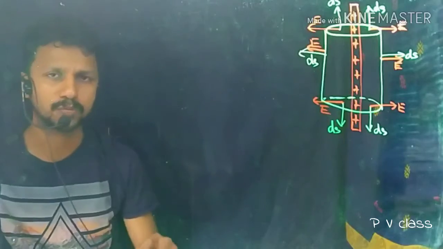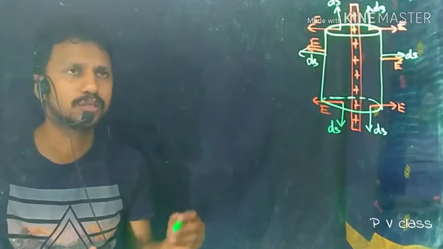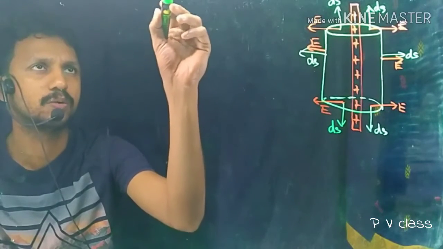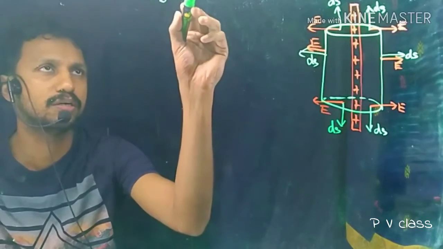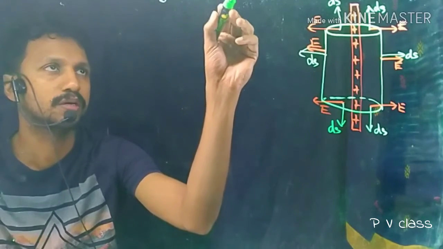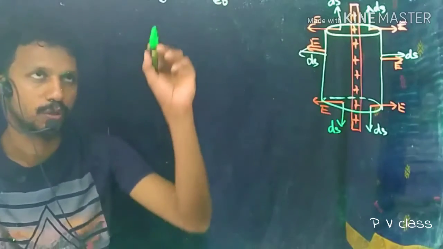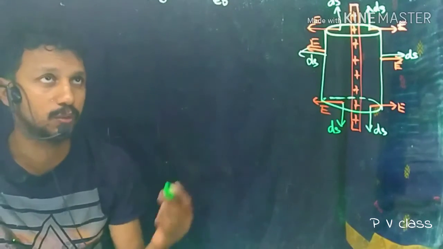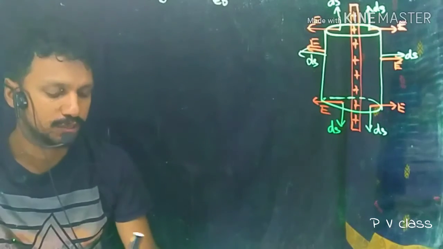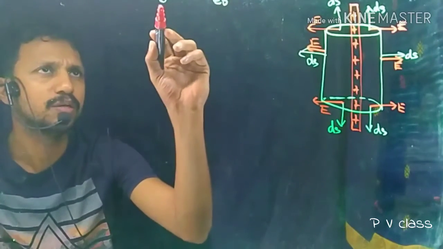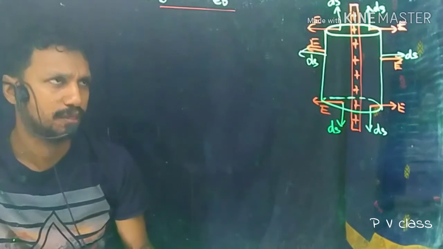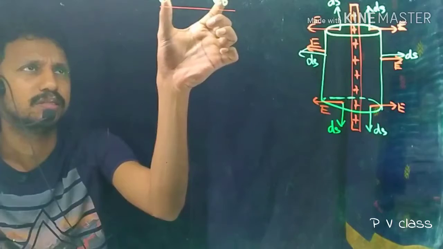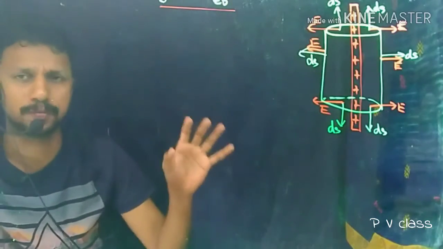Now we can use the Gauss theorem. What is Gauss theorem? Gauss's theorem says phi is equal to the integral of E dot ds, which is equal to q enclosed by epsilon 0. The total electric flux through a closed surface is 1 by epsilon 0 times the charge enclosed by the surface. In this derivation, we will use only this portion of the theorem. Since we require only electric field intensity, I will be using only this part of the Gauss theorem.